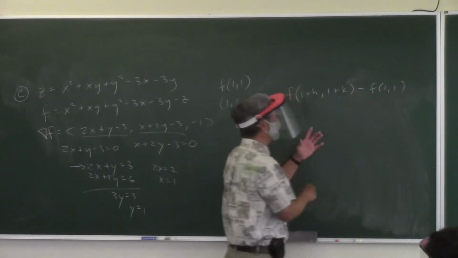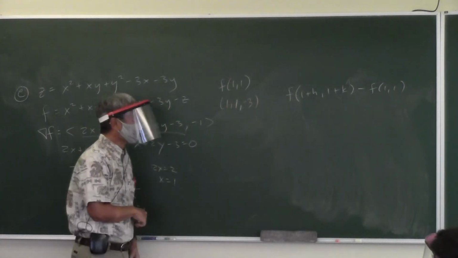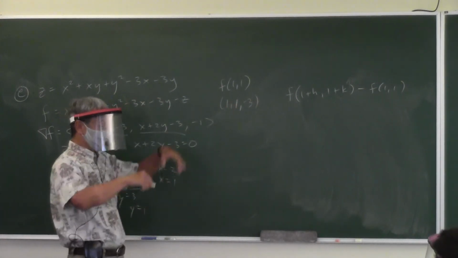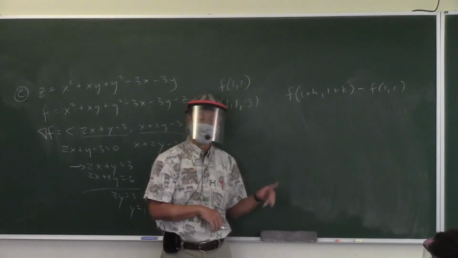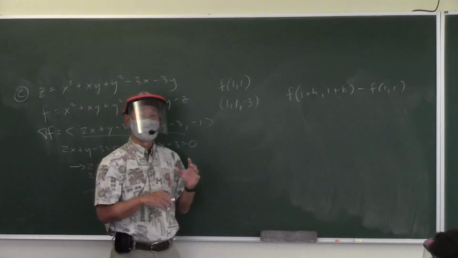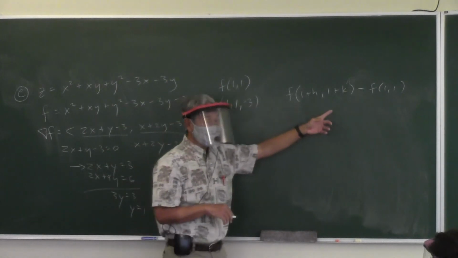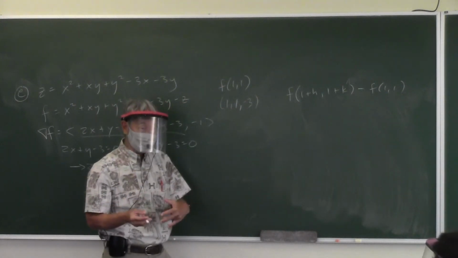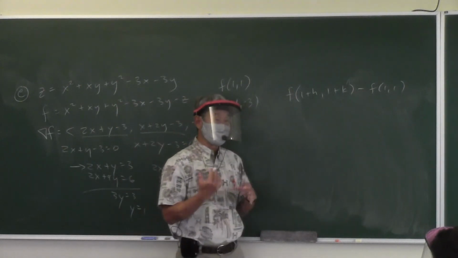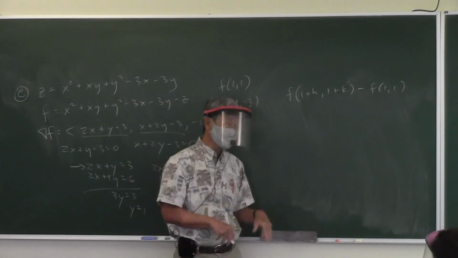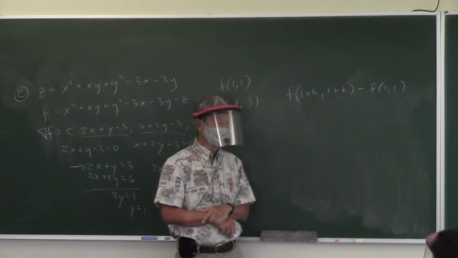We have to examine this quantity. Okay, let's review again since I erased it. If this quantity is always positive, then this point is a local minimum. If this quantity is always negative, then this would be a local maximum. And if this quantity is sometimes positive, sometimes negative, then we have a saddle point.